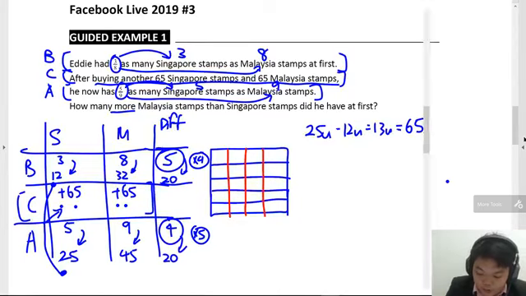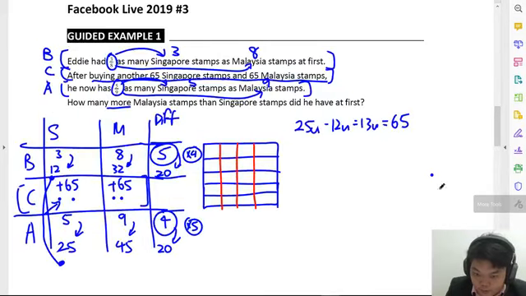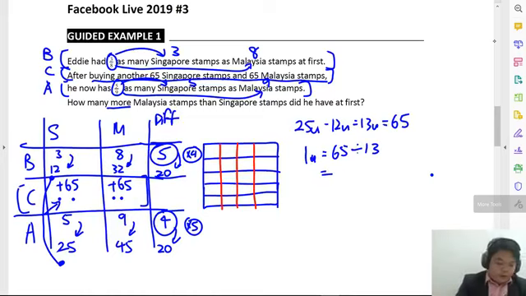what else can we say? Hang on. Okay. What else can we say? We can say that your 1 unit now has to be 65 divided by 13. Find out the value of 1 unit first. You always want to be thinking about finding out the value of 1 unit first.